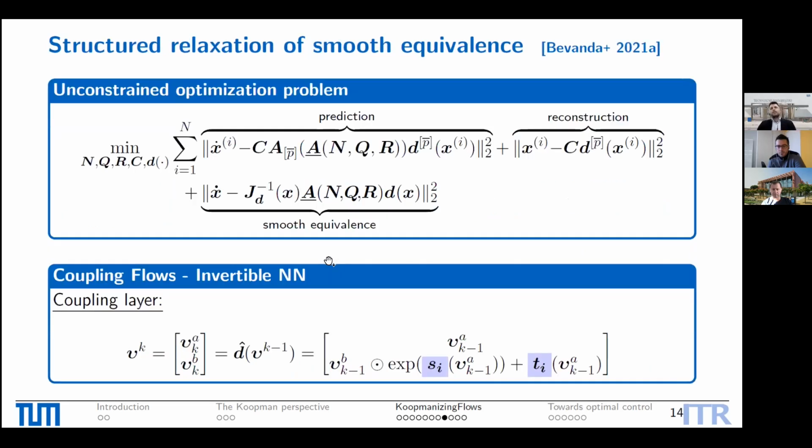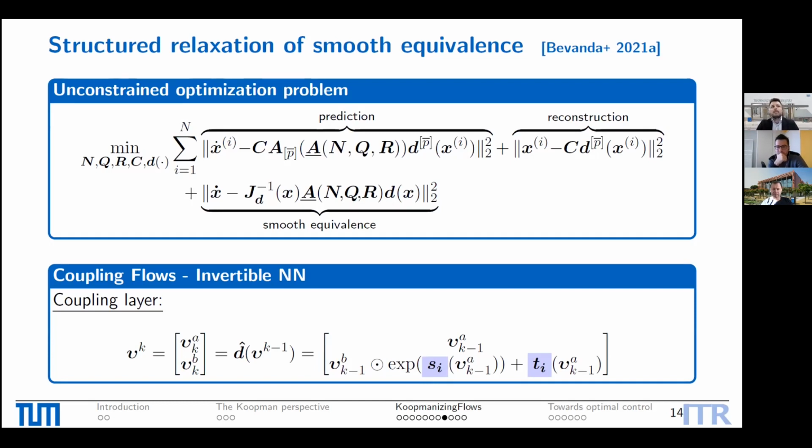So what we try to do here is have a structured relaxation of smooth equivalence. We have a diffeomorphic map that's really necessitated by the theory. And to ensure that, we utilize coupling flows, an invertible neural network. Here the smooth equivalence is put in the costs as a soft constraint, so we do relax the original constraint problem.